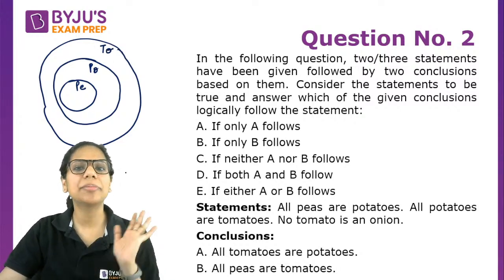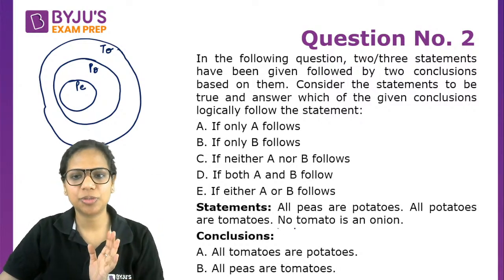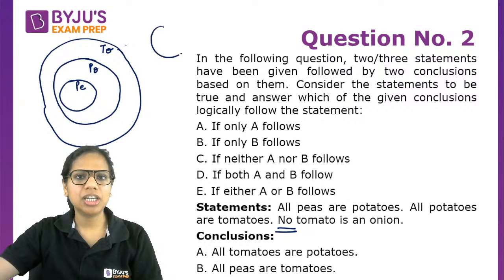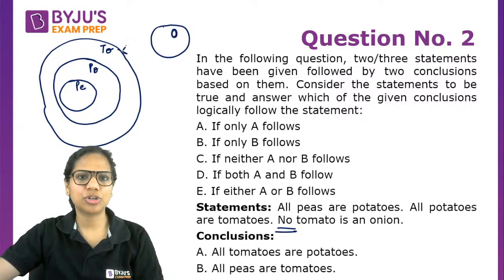Now I'm saying no tomato is an onion. There comes a negative statement here. No tomato is an onion. That means onion cannot intersect tomato at all. There is this wall between them. Right? That's how I like to draw my negative statements, by putting this wall.